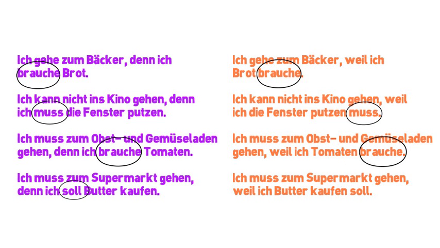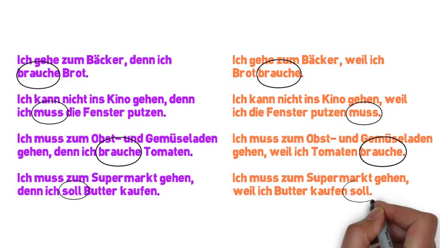In the second sentence, notice that there are now actually two verbs stacked at the end of the sentence. Putzen is there because it's the infinitive verb in a sentence with a modal verb, but weil has now moved muss to the end, after putzen. The same thing occurs in the fourth sentence. Ich muss zum Supermarkt gehen, weil ich Butter kaufen soll. Again, because of weil, that conjugated verb, soll, must move to final position in its clause.